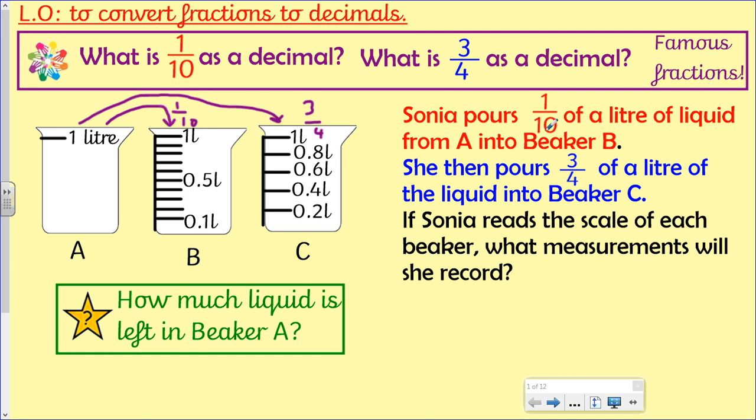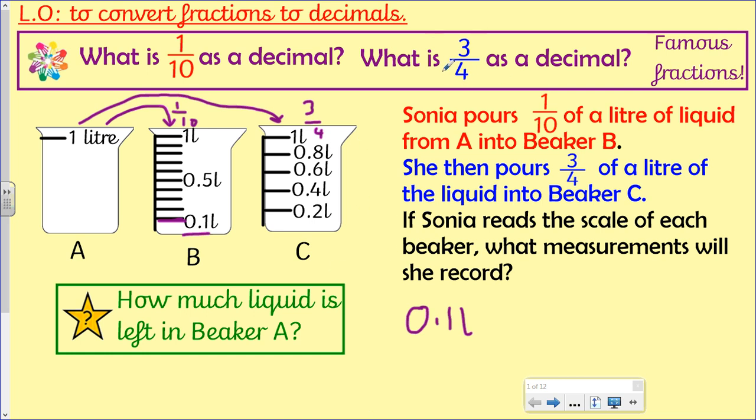Okay, so I'm going to go through it then. So Sonia pours 1/10 of a litre. So 1/10 is a 1 in the tenths column. So when she pours 1/10 of a litre in, it's going to be on this line here. So 1/10 is like that. So on the scale, on that beaker A, it's going to look like that, 1/10 of a litre. Okay. The second one, she pours in 3/4.